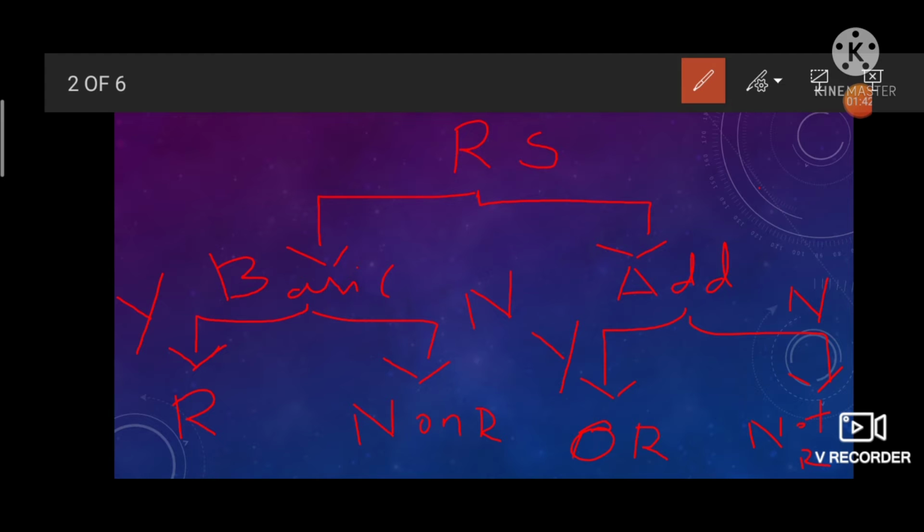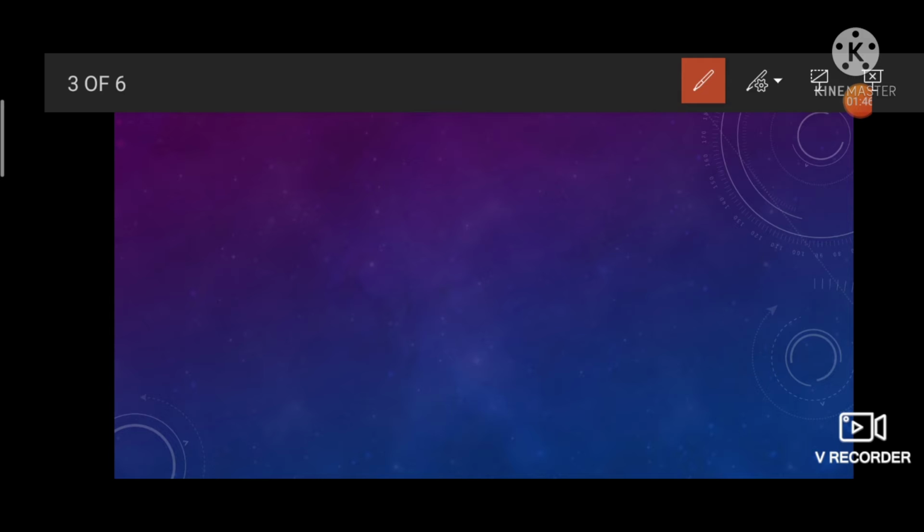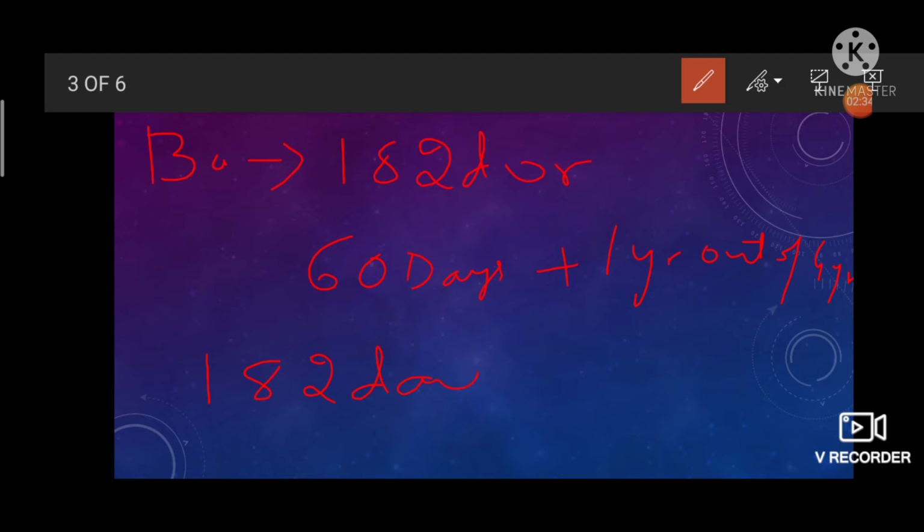So next, learn the next one. We'll see the basic conditions. What are the basic conditions to be fulfilled? The basic condition is that a person should stay in India at least 182 days in the previous year, or 60 days plus 1 year out of 4 years, meaning in the previous 4 years he should have stayed in India for 1 year. And there is another updated version of this basic condition: if he stays less than 182 days, then also he will be considered a resident of India.